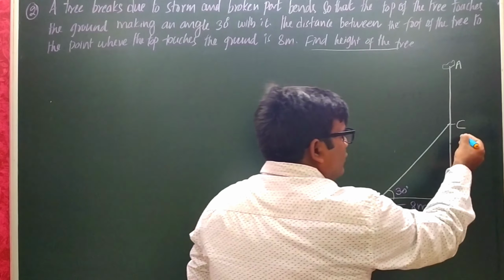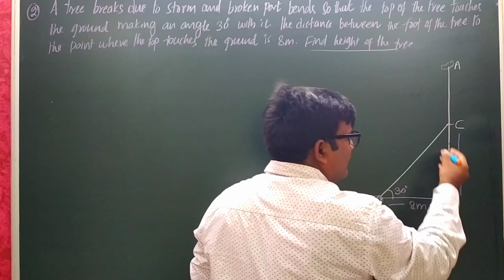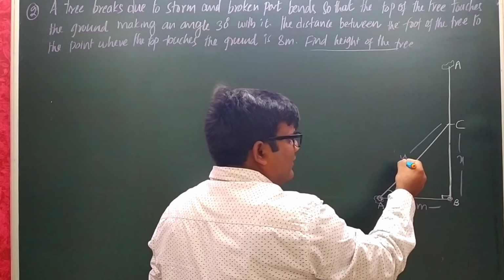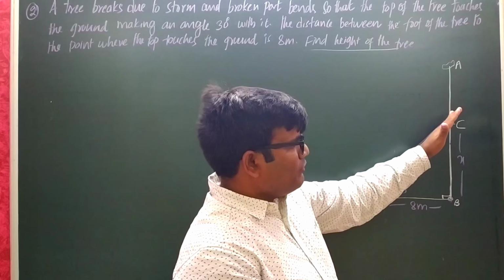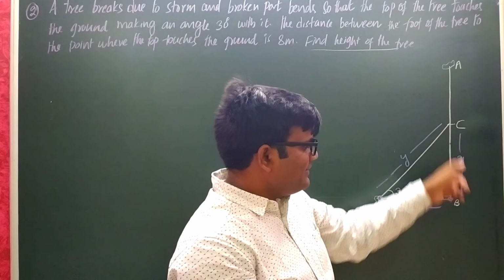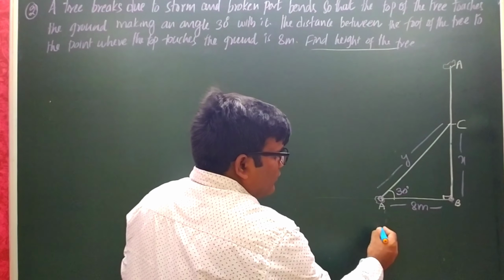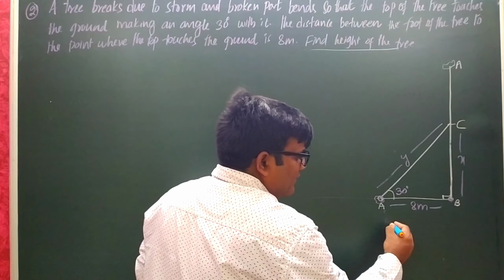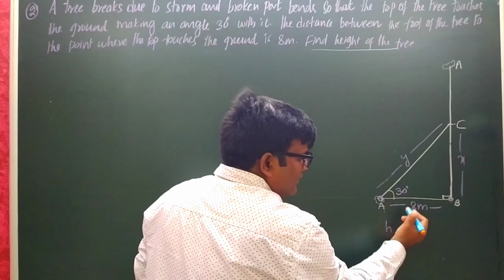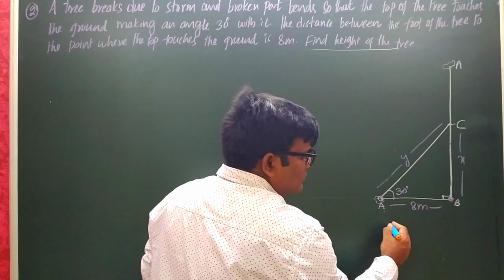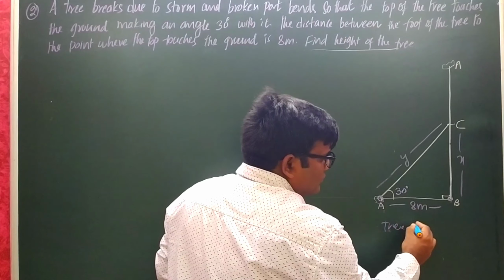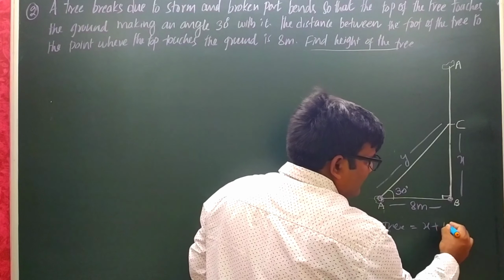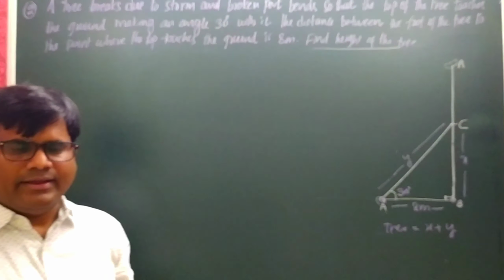Here we need to find the length of AB and the length of AC. AC is the broken part. This is the remaining part. So the height of the tree is equal to the length of x plus the length of y.